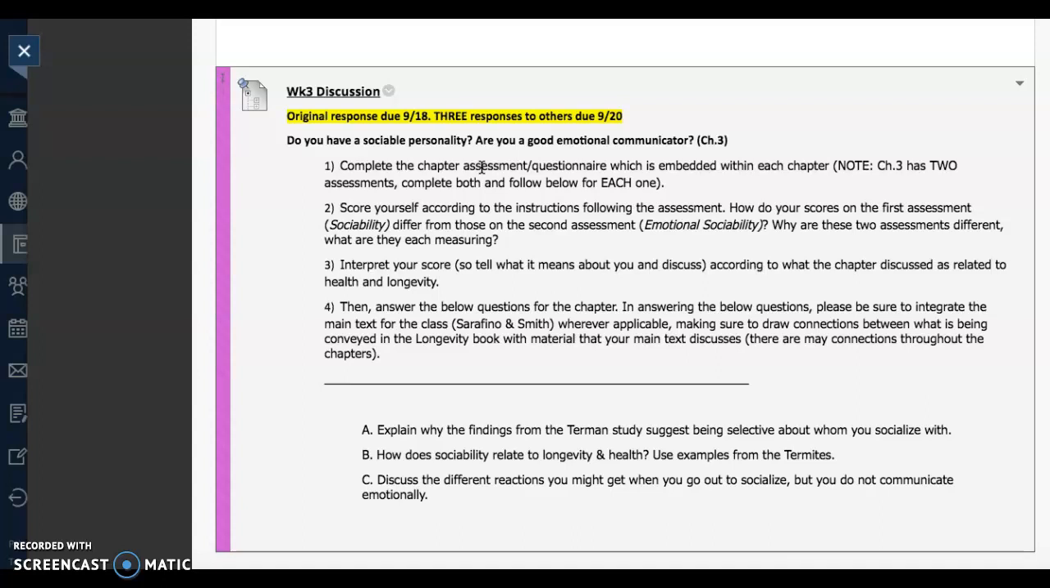We want to make sure that everyone has a chance to respond to the original post before you start responding to theirs. Or else it's not fair to people who maybe post later in the day on Friday. They might have no one comment on their work, right? And so to make sure that everyone has a shot at getting some comments, we want you doing that, okay? So that's your postings for the week.